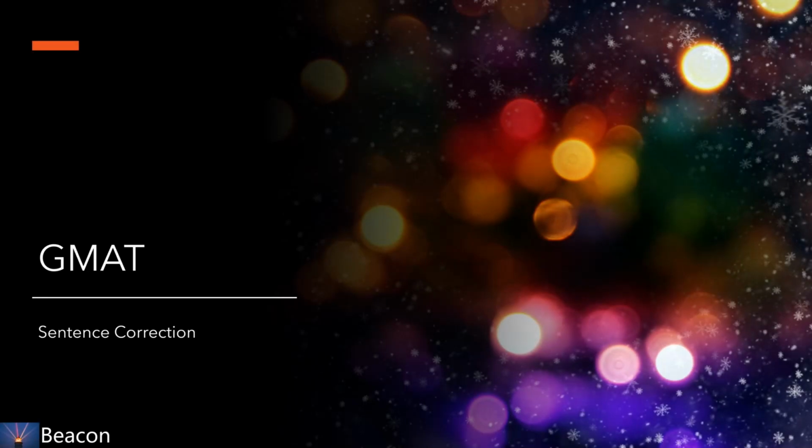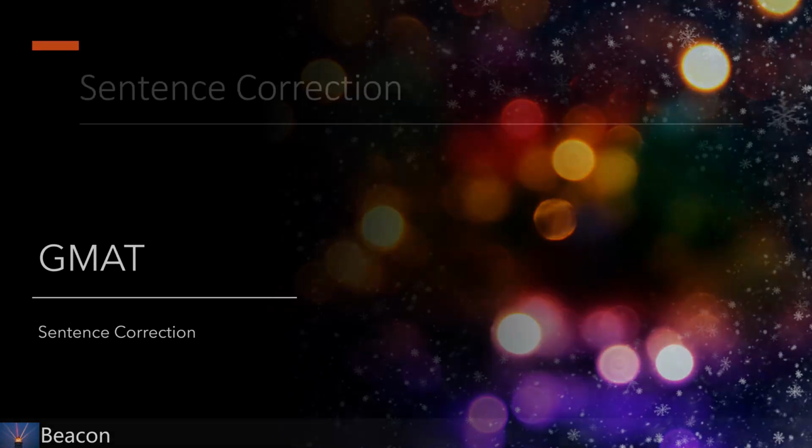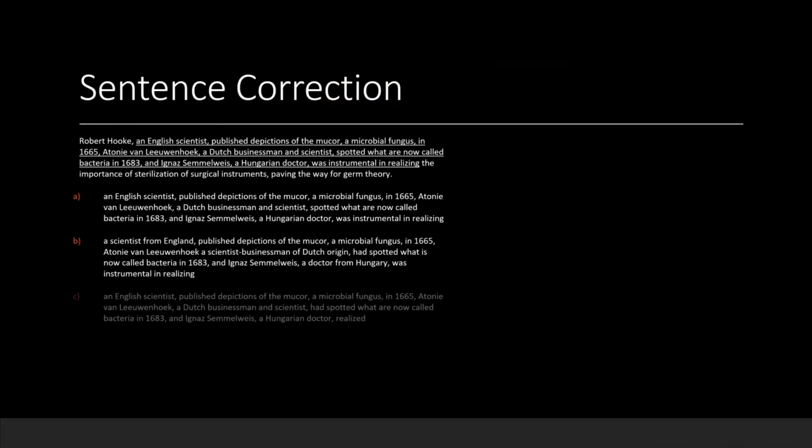Here is an example of the way Beacon uses clear, striking and engaging visuals to explain GMAT's concepts. Today, we're looking at sentence correction. Here is an example of a sentence correction question.